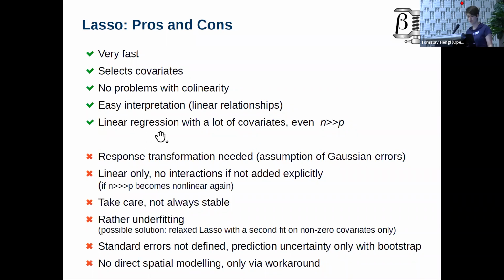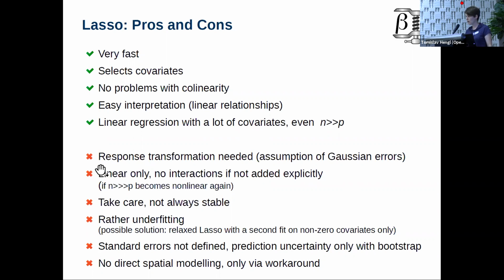And the linear regression is even possible if you have, let's say, 50 data points and you want to fit 100 covariates. The algorithm can handle that. In an ordinary least squares regression, a model fit is not possible in this setting.